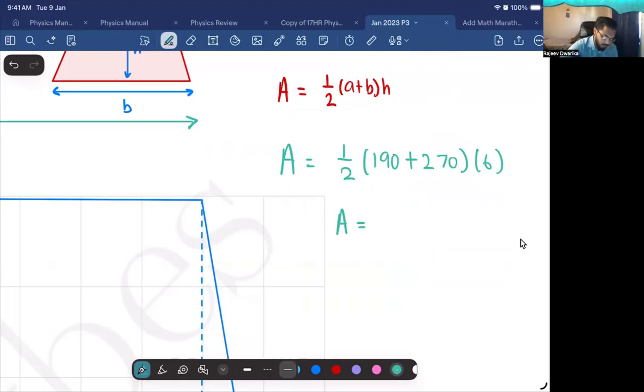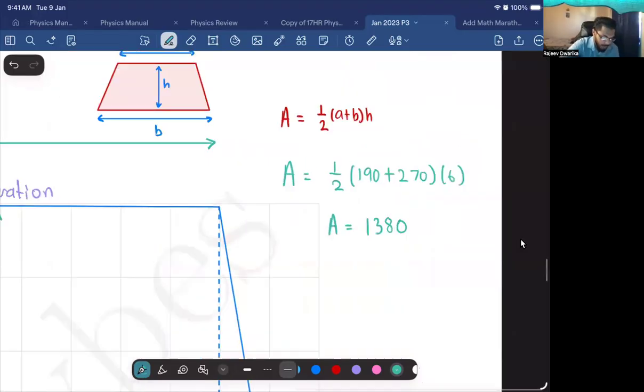So I get 1,382. 1,380. 1,380. Yes, sir. Yes, I get that as well.